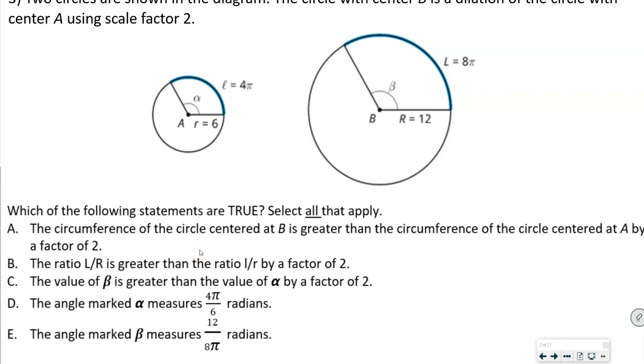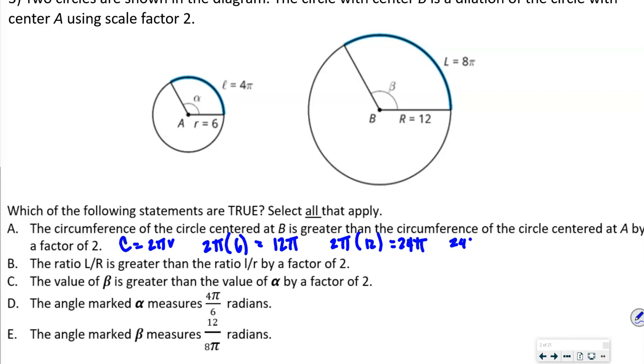So circumference is equal to 2 pi r. What we're going to do is find the circumference of each, and then we're going to compare them. The circumference of the first one is 2 times pi times 6, that's our radius, so that would be 12 pi. The circumference of the second one would be 2 times pi times 12, so that would be 24 pi, right? And then we're going to compare them.